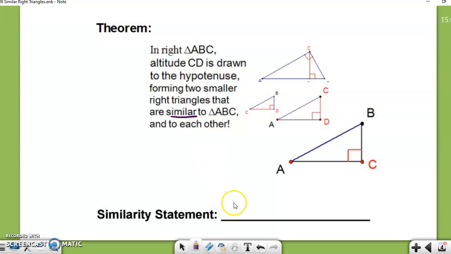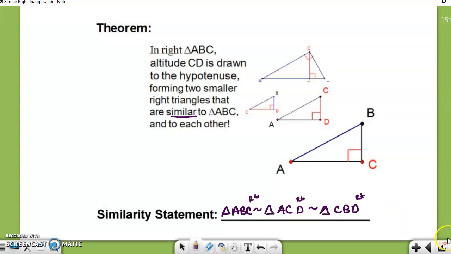Now remember, the mapping matters. So if I was going to make a similarity statement here, I would say that triangle ABC is similar to triangle, and one thing I like to do is match up my right angles. So I've got my right angle situated there, so I don't have to say angle ACD because that's one of my right angles. And I've got my short sides and my long sides corresponding. So that would be my similarity statement.